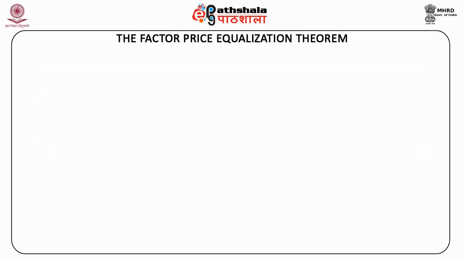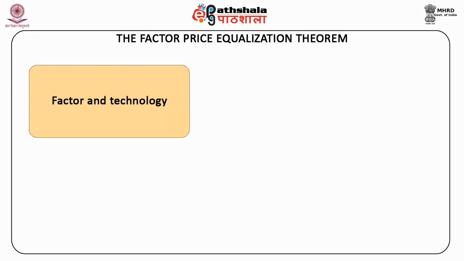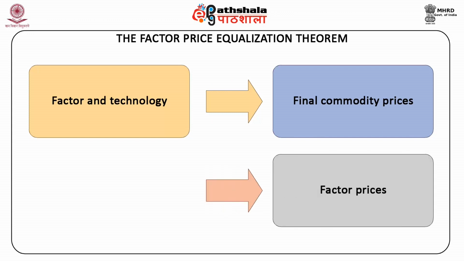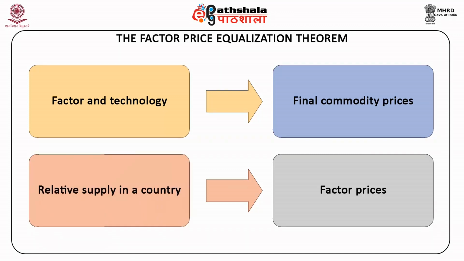Let us now discuss the factor price equalization theorem. From the general equilibrium framework of the HO model, we learnt that the price of factors and technology together determine the final commodity prices, and factor prices in turn are determined by their relative supply in that country.